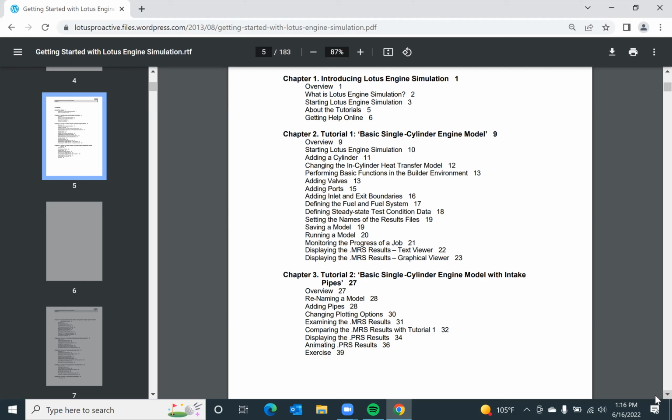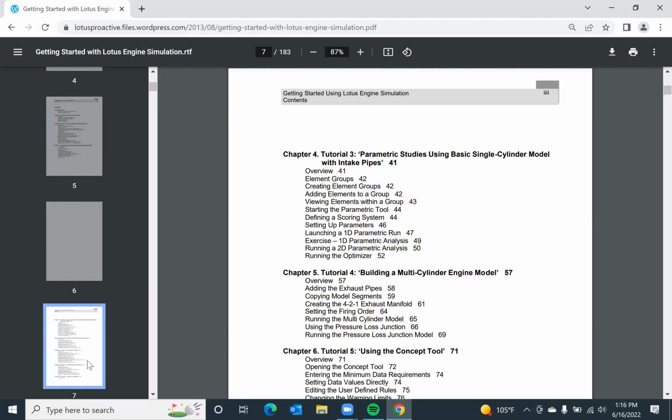If you split the exhaust, what would happen to the engine power and all that stuff. So that's for that. You have chapter 3, which is with intake pipes. Then you can do some type of optimization, because some of these requirements could be conflicting. So you have to see what is the trade-off, what is the best configuration that you want to focus on. So for that, you have these parametric studies.